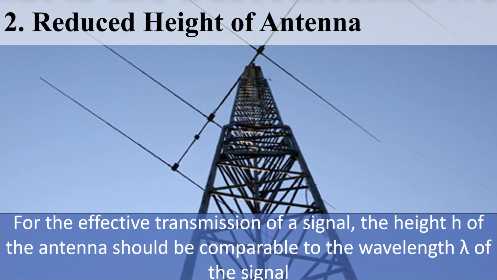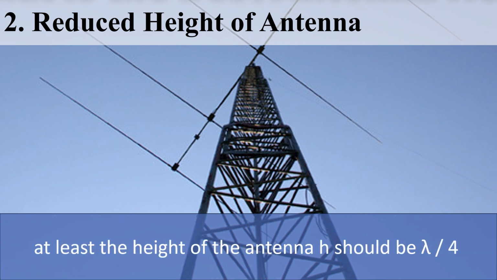The first thing I have already discussed. The second thing is that by using modulation, we can reduce the height of the antenna. For the effective transmission of a signal, the height of the antenna should be compatible with the wavelength of the signal. We know that the wavelength of the audio signal is very large, so the height of the antenna will also be large. This antenna should be at least lambda by 4. Smaller than this will not be able to sense the signal properly.